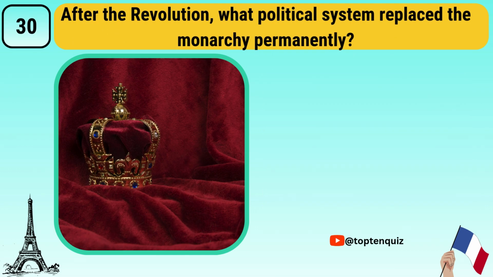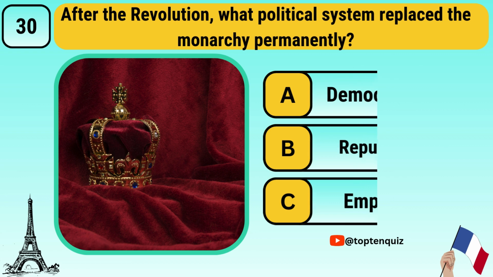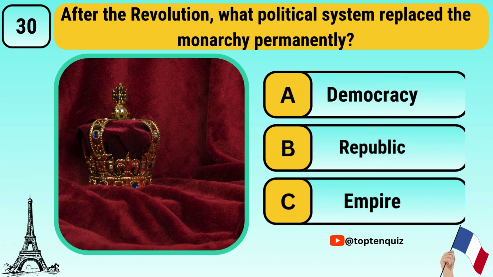After the revolution, what political system replaced the monarchy permanently? Democracy, republic, empire.